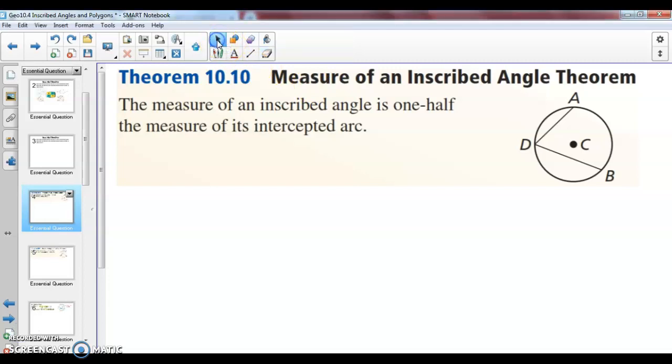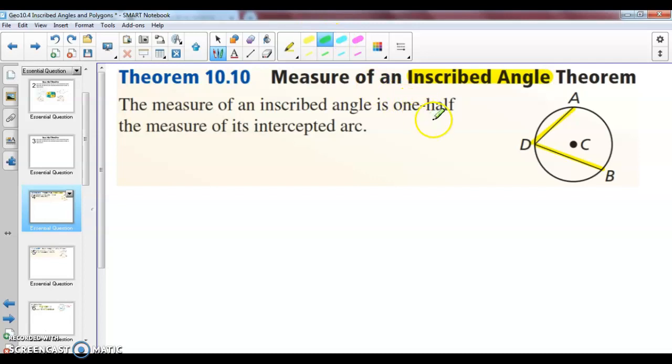The first theorem we're going to look at is called the measure of an inscribed angle theorem. Let us recall that an inscribed angle is an angle whose sides are two chords of a circle. In other words, segment AD is a chord, and so is DB. So that means they form the inscribed angle, angle ADB. How is that different from a central angle? A central angle will have its vertex on the center of a circle. But if the vertex of an angle is also a point on the circle, then it's called an inscribed angle.